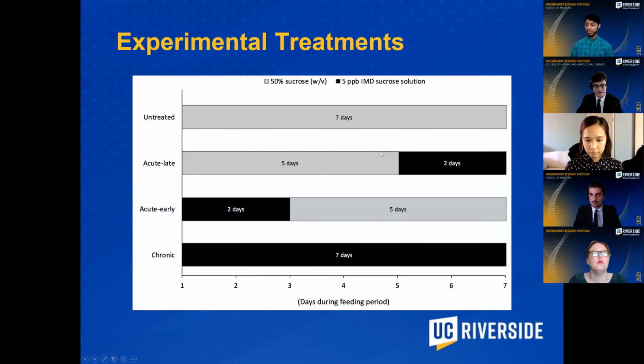This is a figure to visualize our previous figure. This is just the paradigm of treatments showing the 7-day, 5-day, and 2-day treatments of the acute late, acute early, and chronic feeding periods.